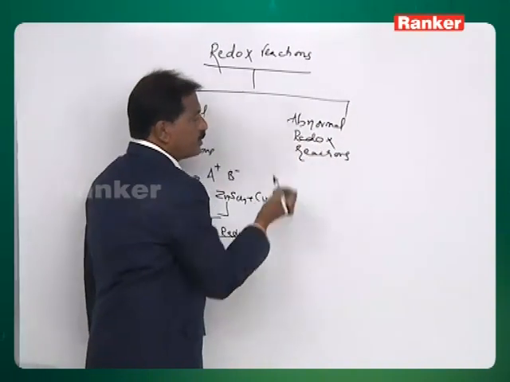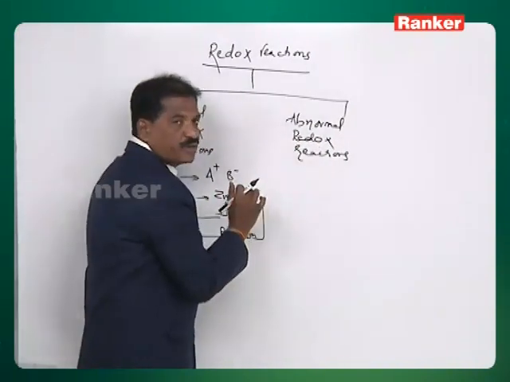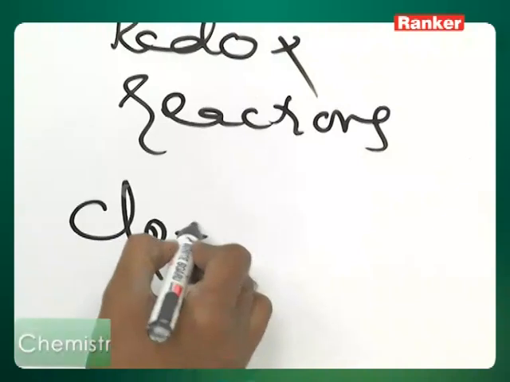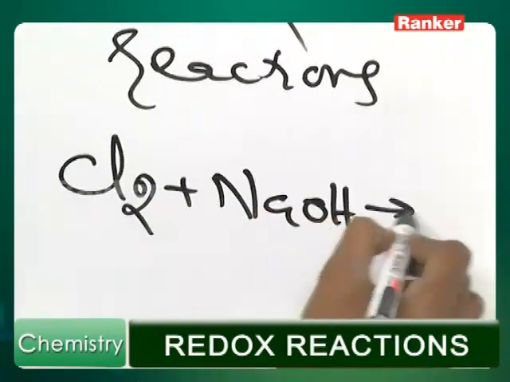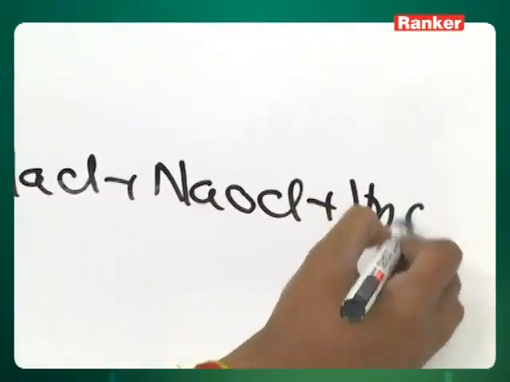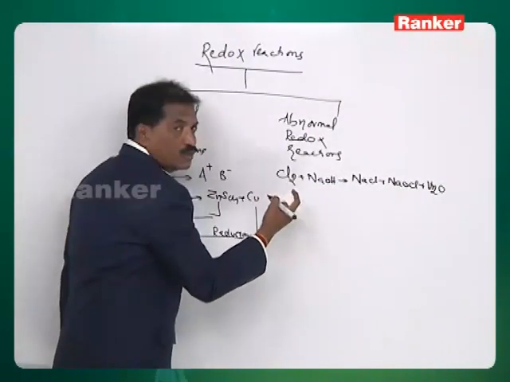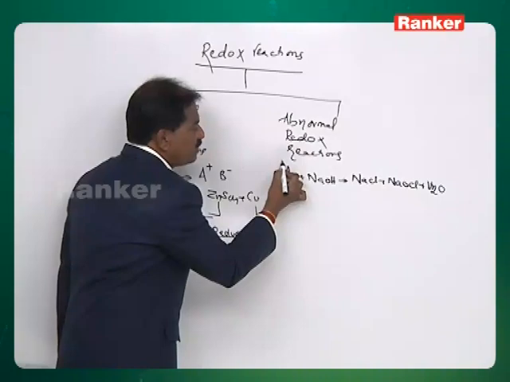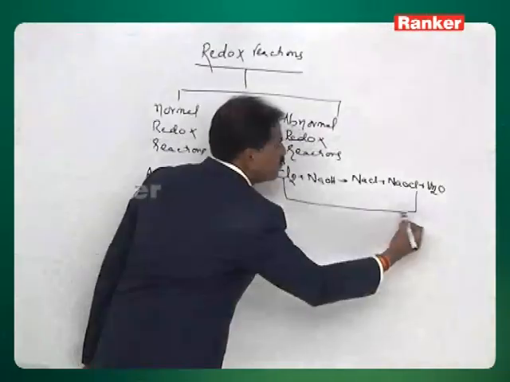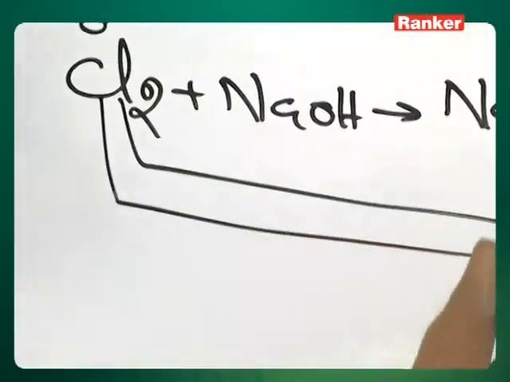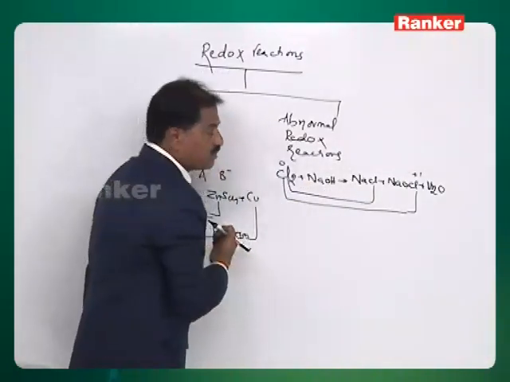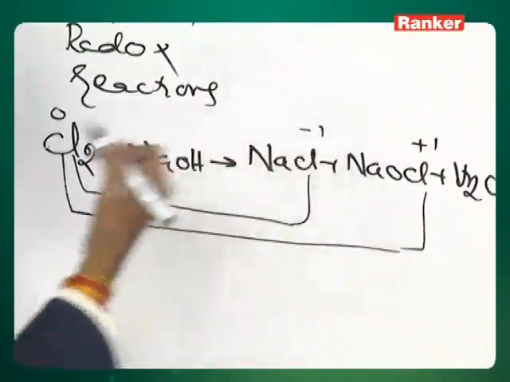Next, abnormal redox reactions. So what do you mean by abnormal redox reaction? First, let us observe one example, the simplest example. Chlorine is reacting with sodium hydroxide and it produces NaCl plus NaOCl plus H2O. In this reaction, before participation in the reaction, the oxidation state of each chlorine is 0. Next, one chlorine atom is getting converted into NaOCl. The other chlorine atom is getting converted into NaCl. One chlorine atom is exhibiting the oxidation state +1. The other chlorine is exhibiting -1.